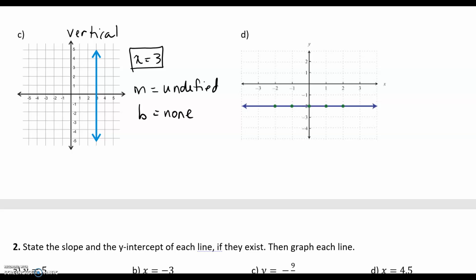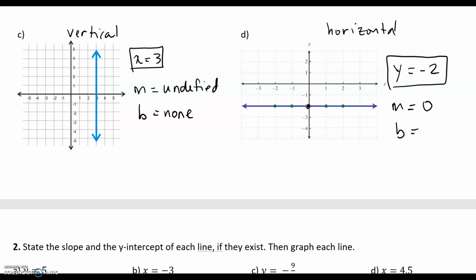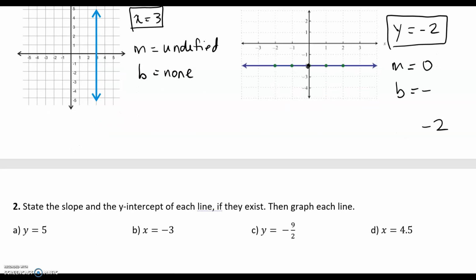Okay, in my next example, I have a horizontal line. And we know that for horizontal lines, the line goes through the y-axis at -2. So that's my equation. Whatever axis it goes through, that's what it's going to start with. Whatever number it passes through, that's the equation, y equals -2. My slope of any horizontal line is 0, and my y-intercept, it goes through the y-axis at -2, so that is my y-intercept.